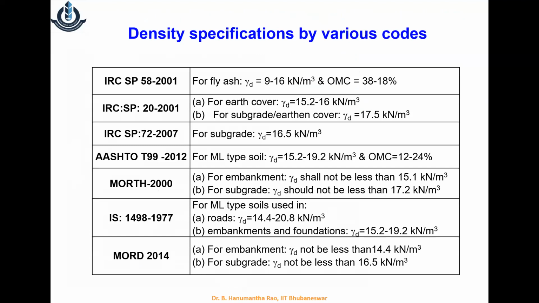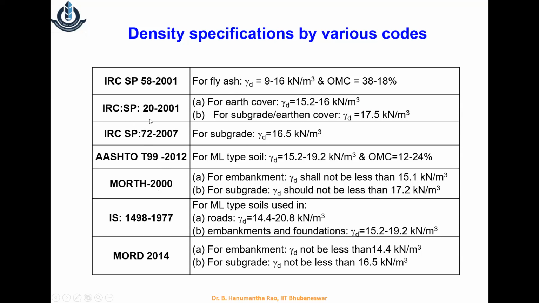And these are the different guidelines, which include IRC SP58, IRC SP20, IRC SP72. They give clear guidelines on what the minimum density or optimum moisture content could be, beyond which only these waste materials shall be used in practical applications. If you look at IRC SP58, this code specifically deals with fly ash and prescribes minimum density values of 9 kilonewton per cubic meter, and between 9 to 16. If it is higher, it is well and good. And OMC between 38 to 18%. 38 is on the highest side, although 18 resembles that of natural materials.